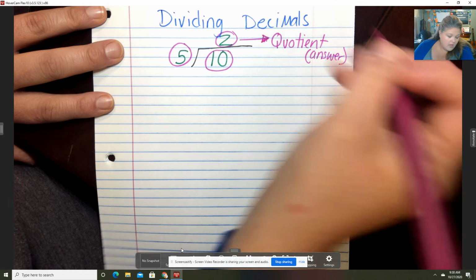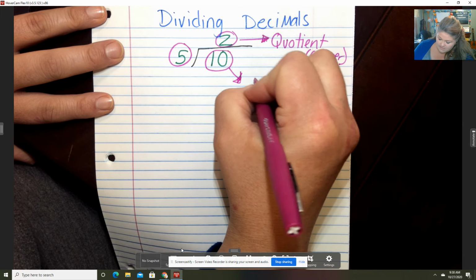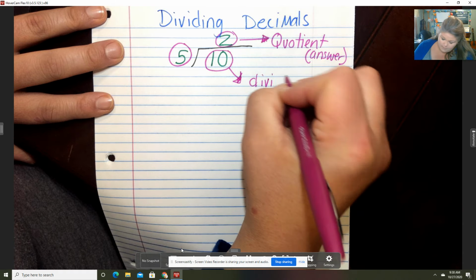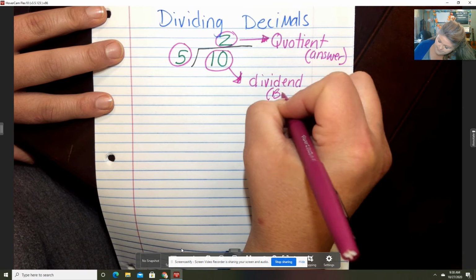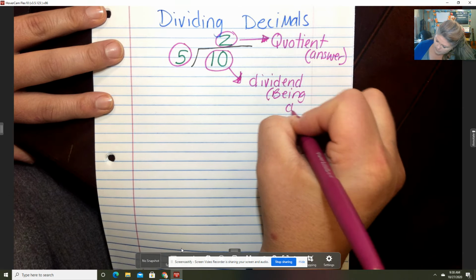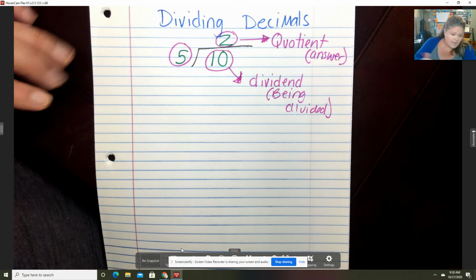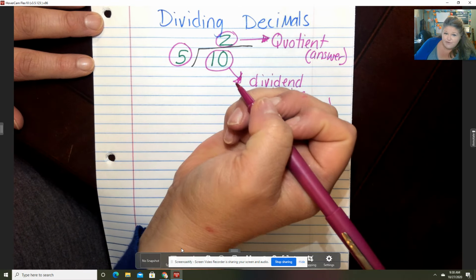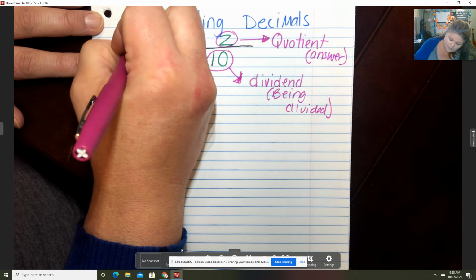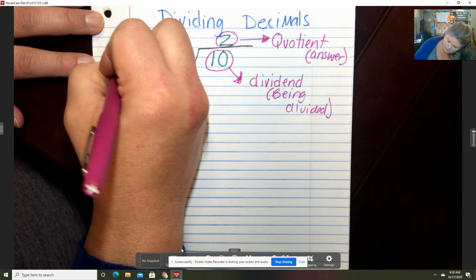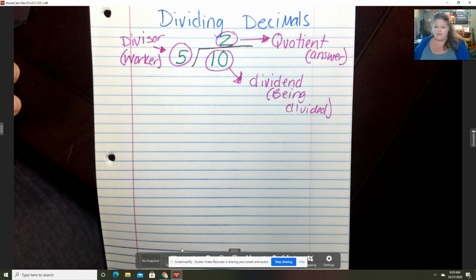All right. And then we know that this is called the dividend. All right, it's being divided. It's the one that is being divided. And then this one right here is called the divisor because he's doing all the work. He's the worker. Okay. So get that copied down. Pause me if you need to.